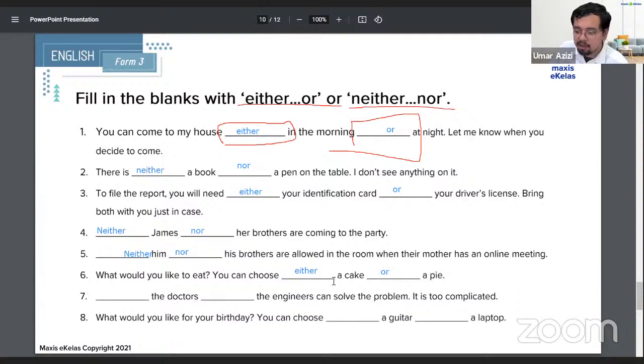With 2 minutes left, I do want to move on to the next class. No, we have enough time. Sorry. Number 7, space the doctor, space the engineers can solve the problem. It's too complicated. So what is it for number 7? Something the doctors, space the engineers can solve the problem. It is too complicated. Number 7.